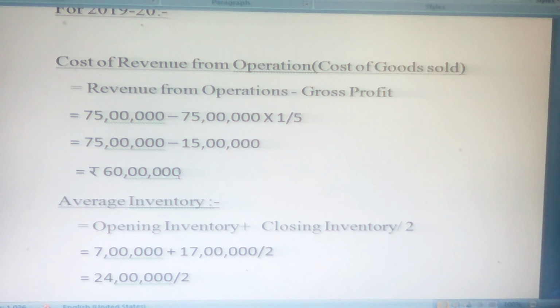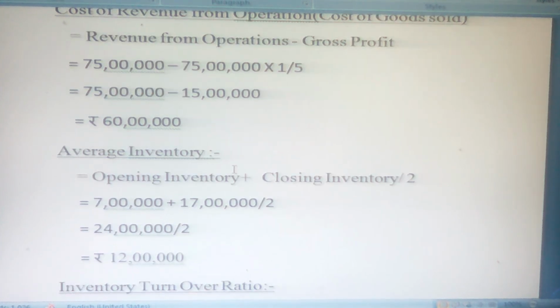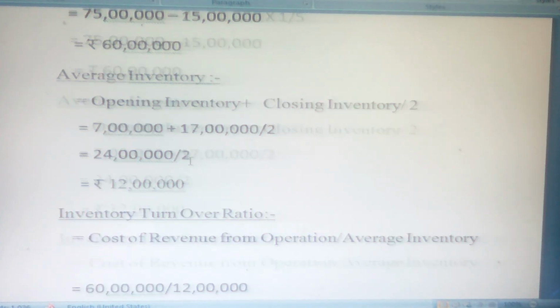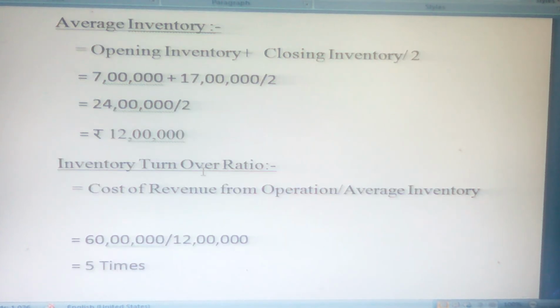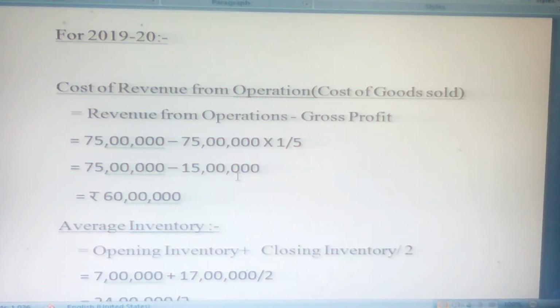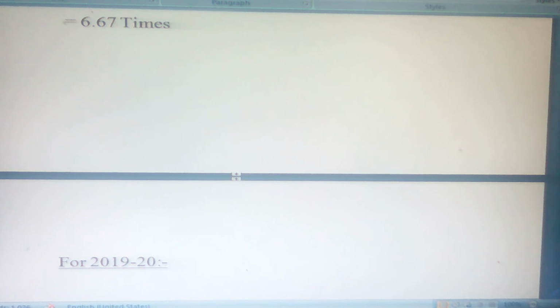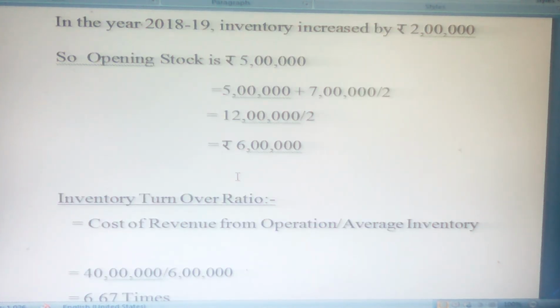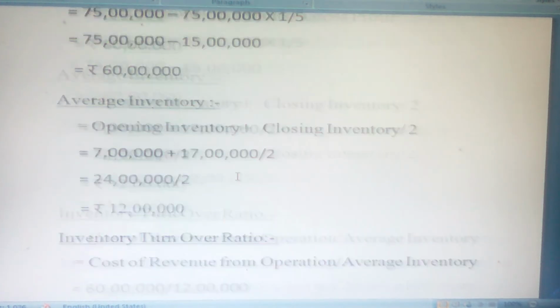Similarly for the next year, 75 lakhs revenue. Gross profit is 1/5 of 75 lakhs, which is 15 lakhs, so cost of revenue is 60 lakhs. Opening inventory we already know: last year's closing inventory is next year's opening inventory. So 7 lakhs plus 17 lakhs is 24 lakhs, divided by 2 is 12 lakhs. Inventory turnover ratio is 60 lakhs divided by 12 lakhs, which gives 5 times. That's how to do both calculations for the two years. Both sums are done, and we calculated the inventory turnover ratio for both years. That is the idea here.